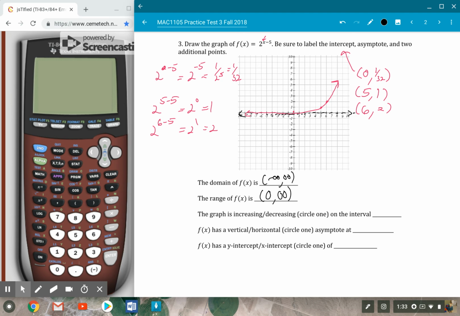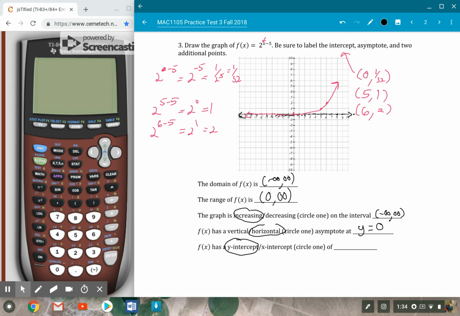The graph is either increasing or decreasing, circle 1. Well, I can see that this graph is headed up, so it's increasing. On the interval, well, it's increasing the entire time from negative infinity to positive infinity. It has a horizontal asymptote, this line going straight across at y equals 0. And it has a y-intercept of 0, 1 over 32.